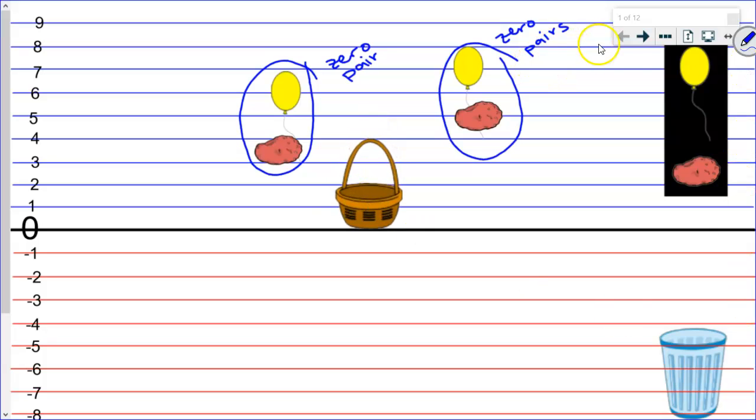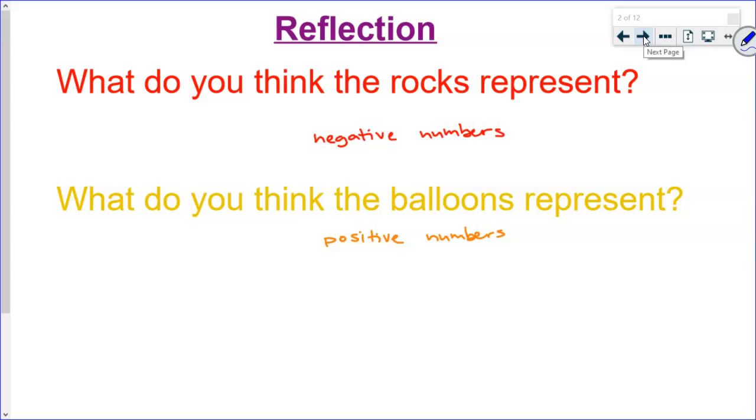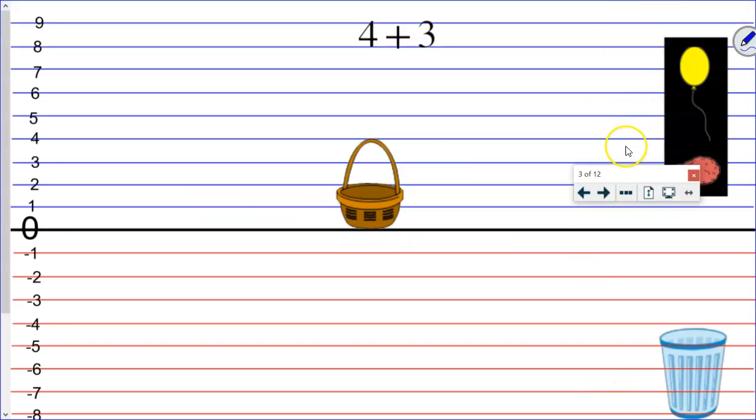Okay? So we know rocks represent negative numbers. We know balloons represent positive numbers. So now we're going to do some second grade math in the 7th grade way. Okay? So we have 4 plus 3. And I don't want you to think about it as 4 plus 3. I want you to think about it as a positive 4.